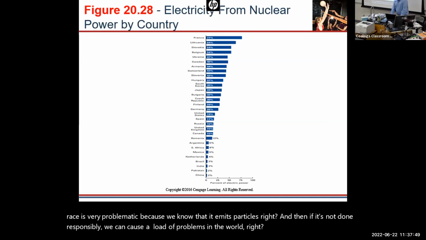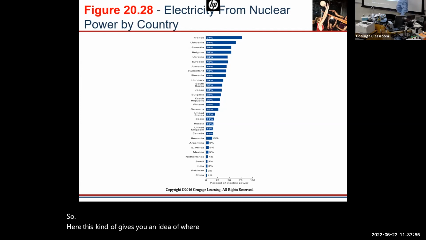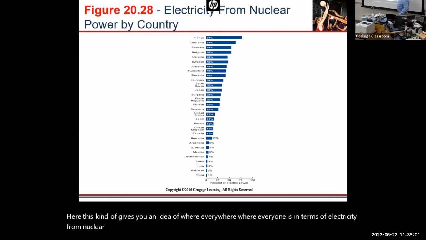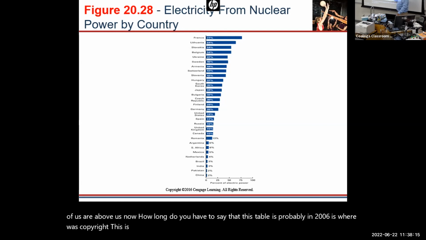Okay, so here, this kind of gives you an idea of where everyone is in terms of electricity from nuclear power. So we're right here in the middle. There are some that are below us, but a lot of them are above us. Now, I'll also have to say this table is probably from 2006, when it was copyrighted. This is probably older than that. They probably used this in 2000. The numbers have changed quite a bit.